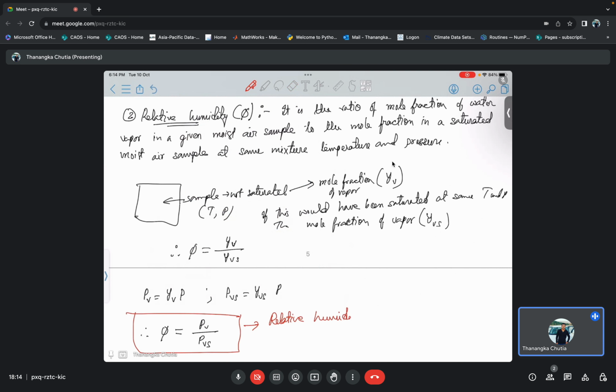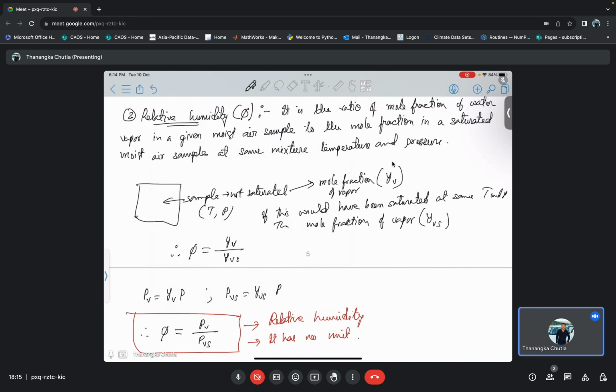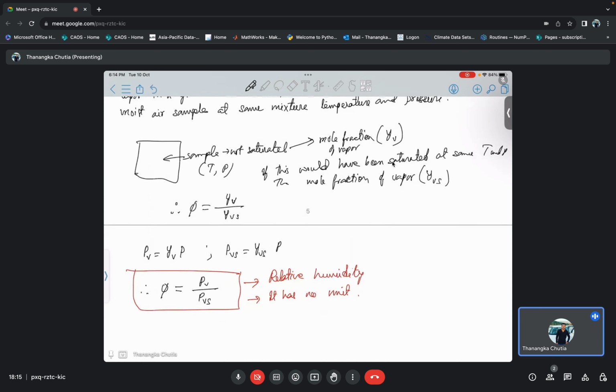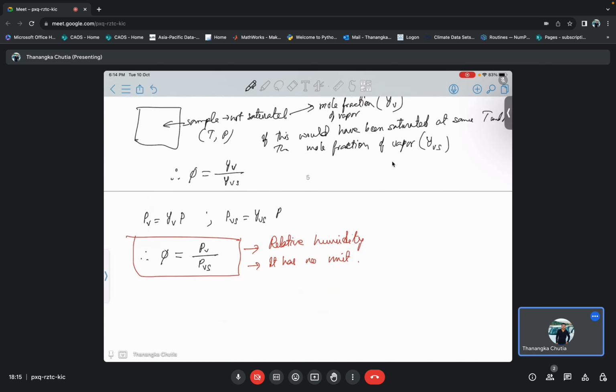Okay, and unlike specific humidity, it has no unit because above it is pressure and below it is pressure, so it is basically a percentage. That means what percentage of the vapor would have been present if it would have been saturated. So it gives a measure of how much water vapor it can hold, basically.